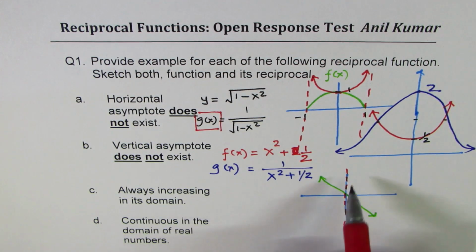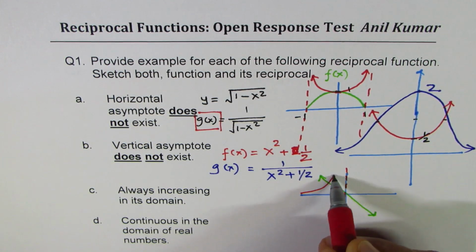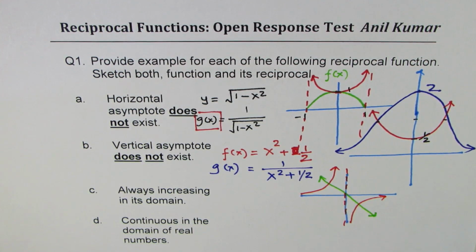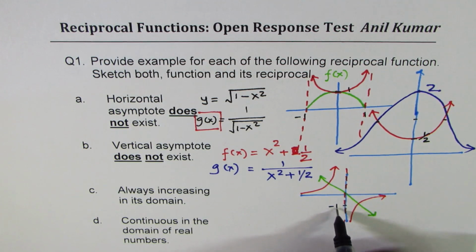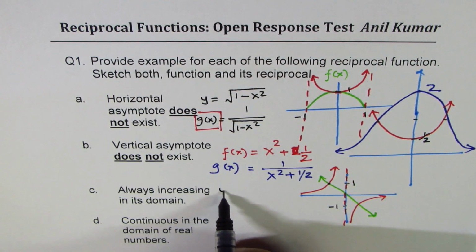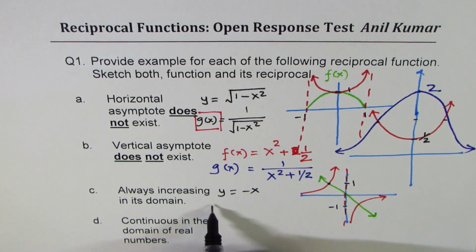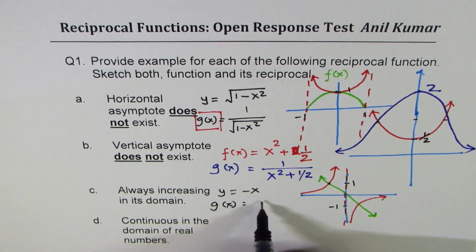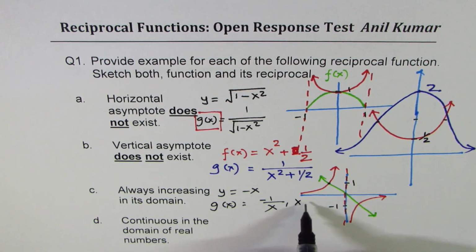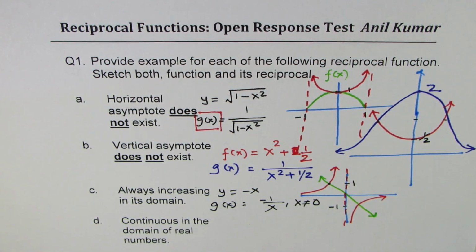So x-intercept will give us the vertical asymptote, and the graph of the function will be like this. As you can see, it is always increasing in its domain, right? So we can label these points as 1 and 1. Example could be y equals to minus x, and g of x equals to minus 1 over x is a function which is always increasing in its domain, right? Of course, x is not equal to 0, right, for the reciprocal function.